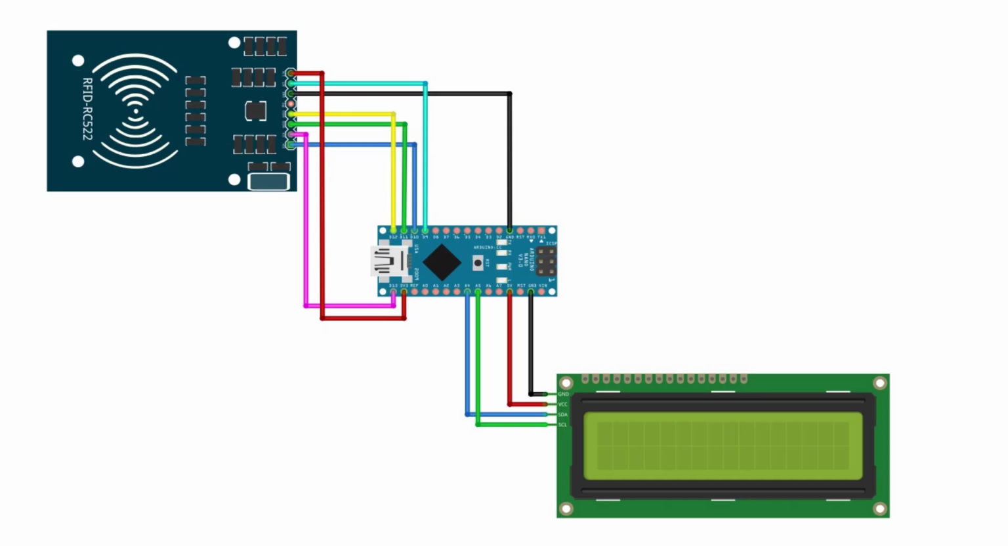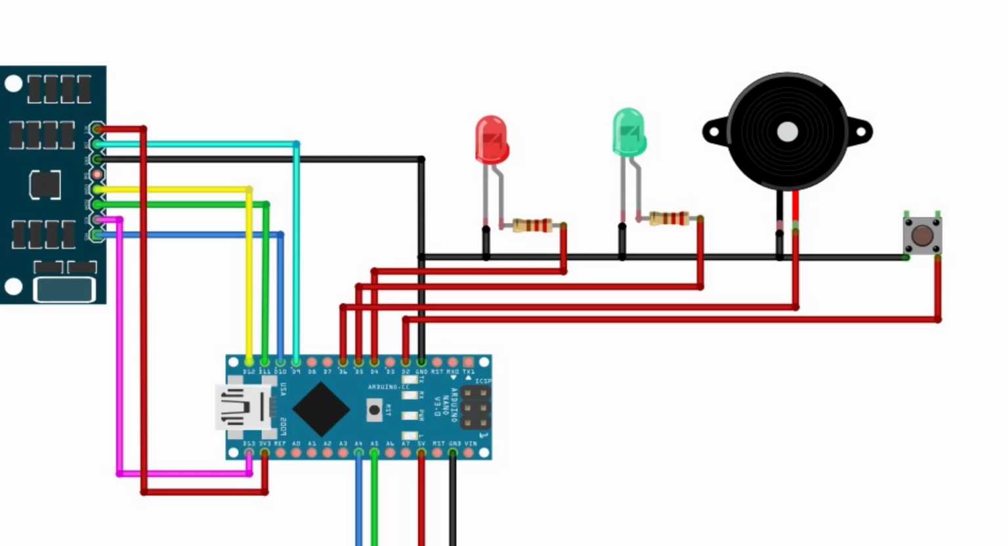Connect the SDA pin of the screen to A4 pin of the Arduino. Connect the SCL pin of the screen to A5 pin of the Arduino. Connect the VCC pin of the screen to 5V pin of the Arduino. Connect the GND pin of the screen to GND pin of the Arduino. Now, connect the LED lights, buzzer and push button to the Arduino board as follows.